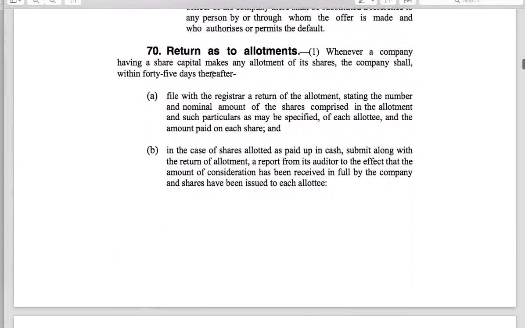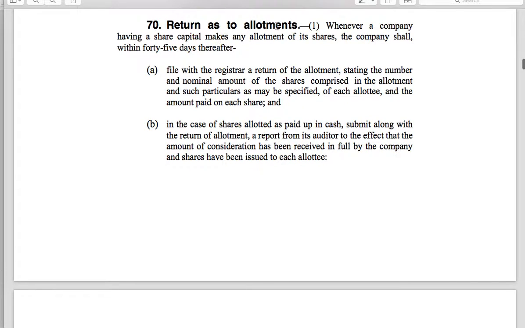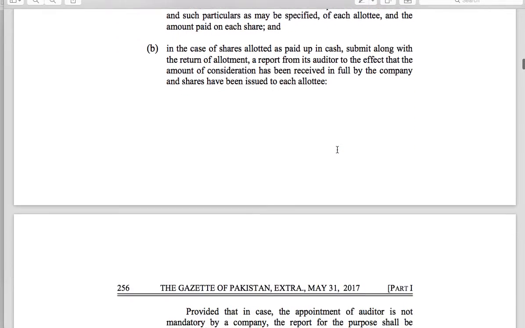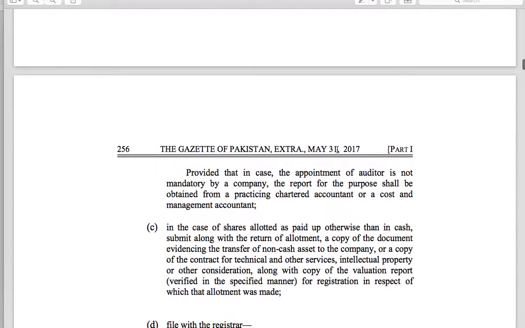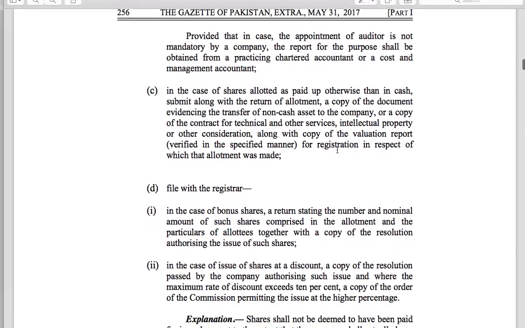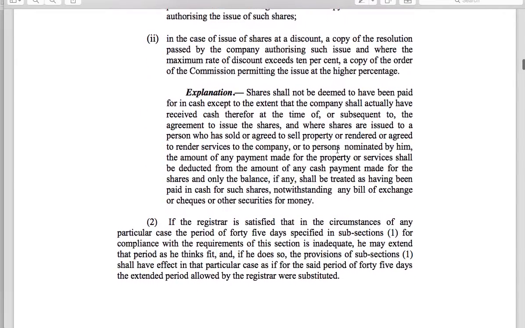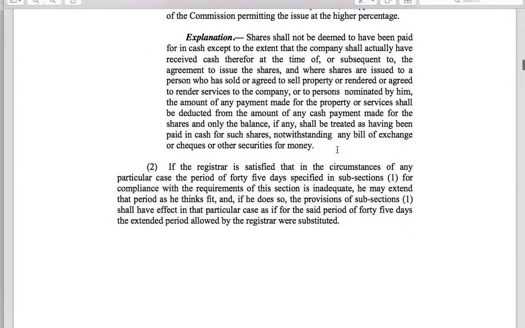on the exchange, and this is the annual return that you have to file. Every company, private limited company, public limited listed company, single member company, has to file an annual return showing how many shares were issued during the year, to whom they were issued, and these are the different requirements that have to be fulfilled.